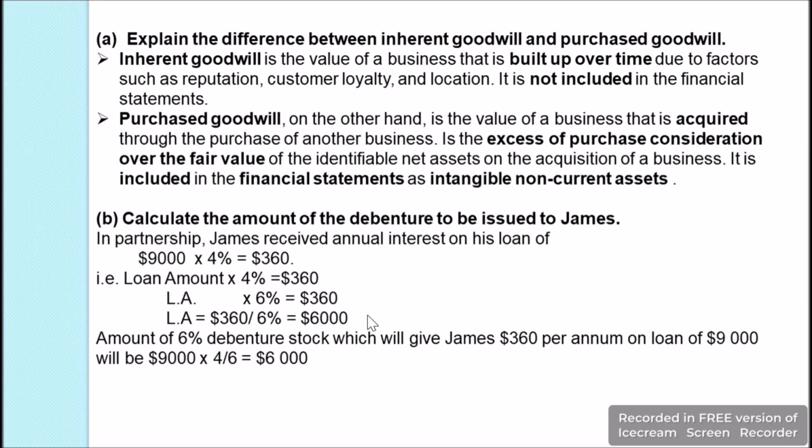So this should be the amount of debentures which should be issued to James so that he will earn the same interest, that is $360 per annum, even after the purchase of the partnership.